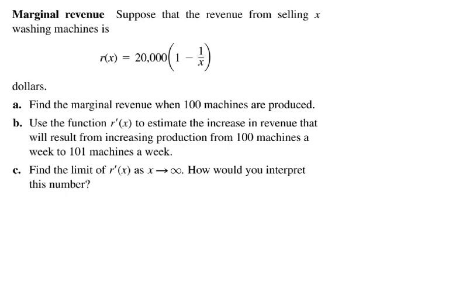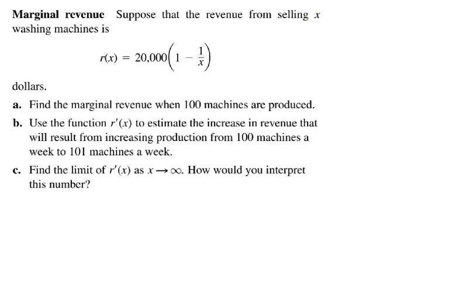So here we're given a revenue function, not marginal revenue. We are given revenue. All right, so the revenue from selling X washing machines, that's my X value, is given in dollars. R of X equals 20,000 times (1 minus 1 over X). That represents revenue in dollars. So part A asks us to find the marginal revenue when 100 machines are produced.